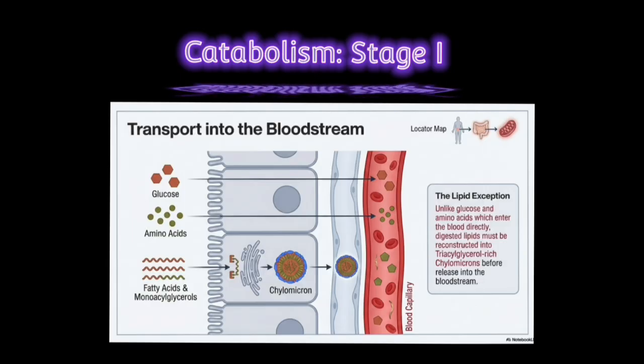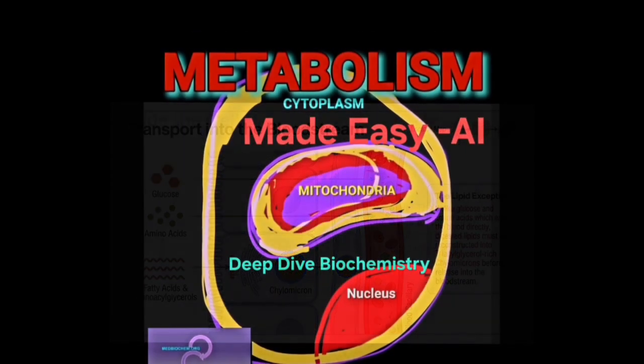And that really concludes stage 1. We've broken things down, and in the case of fats, packaged them up. Everything is now in circulation.